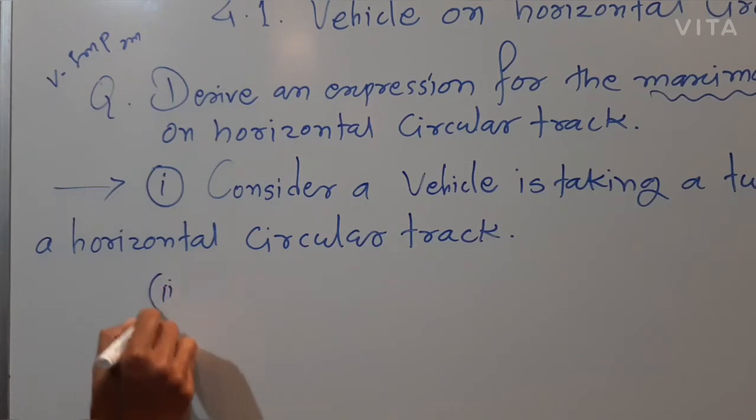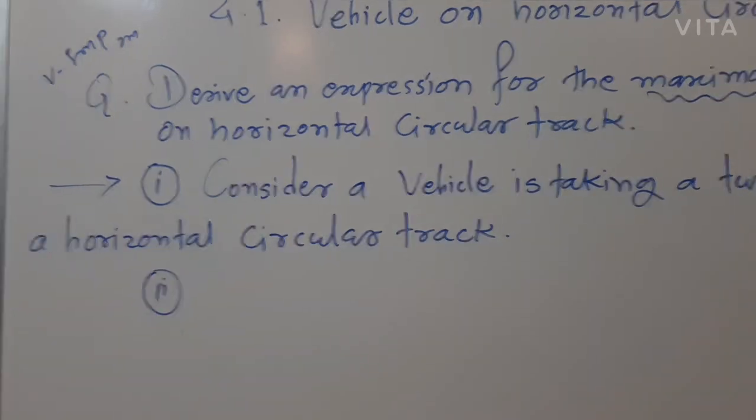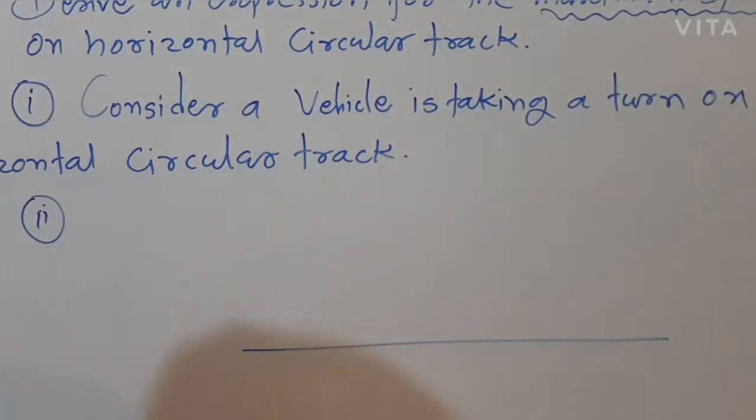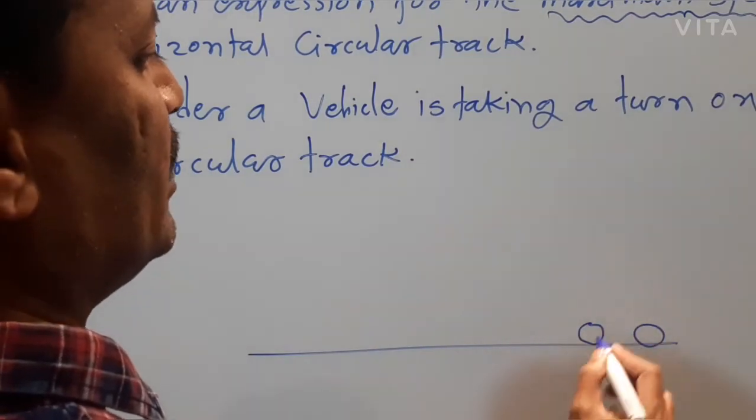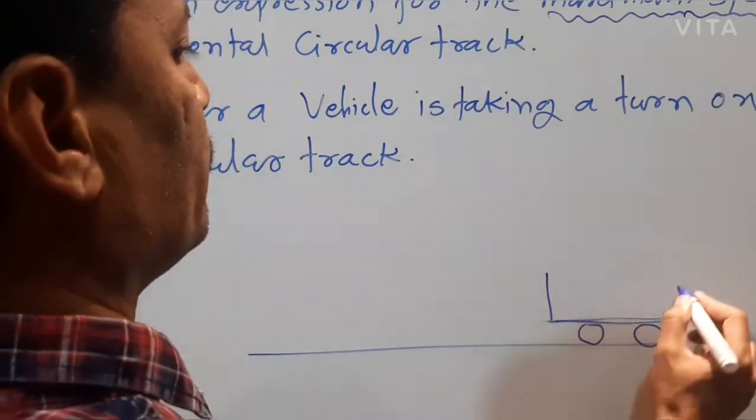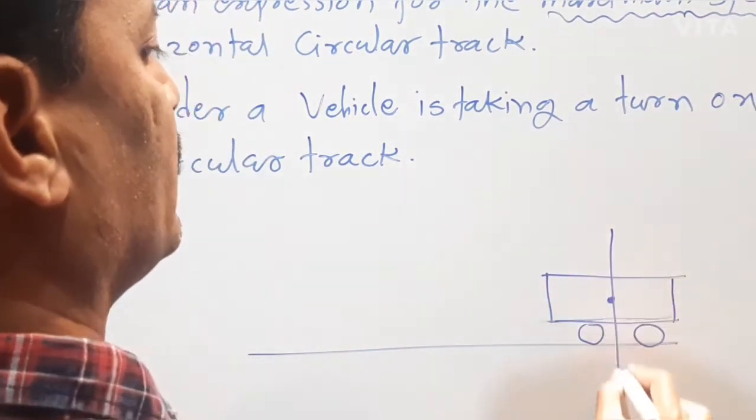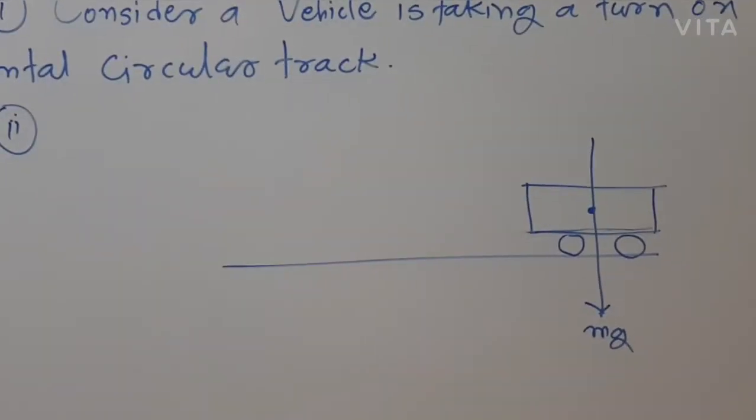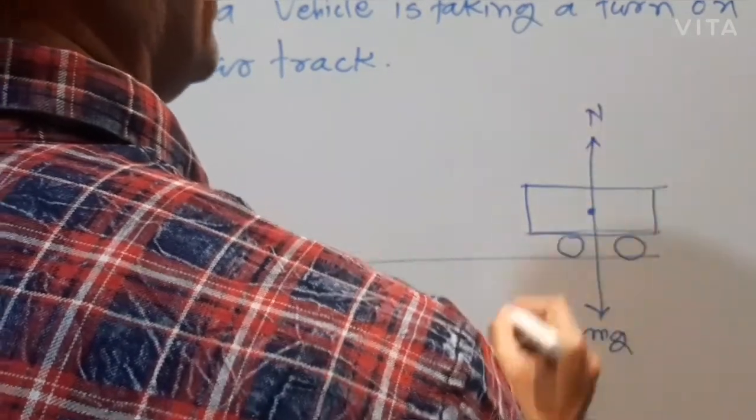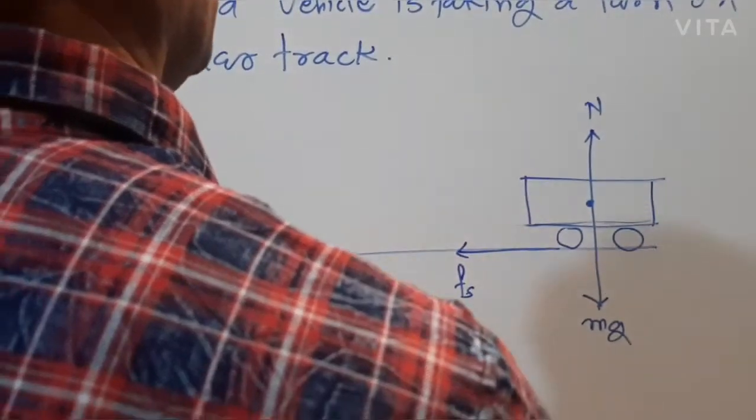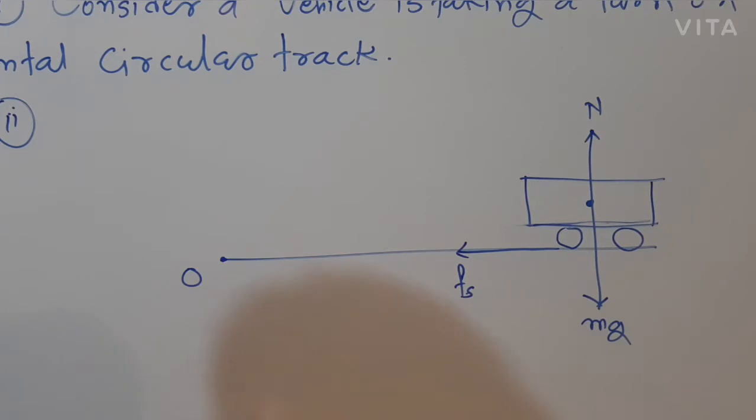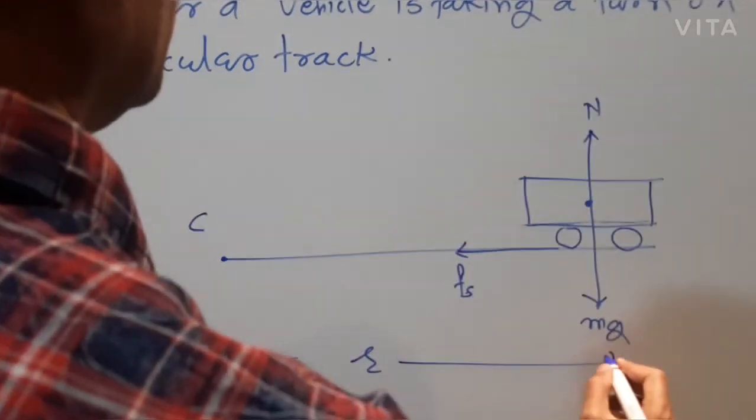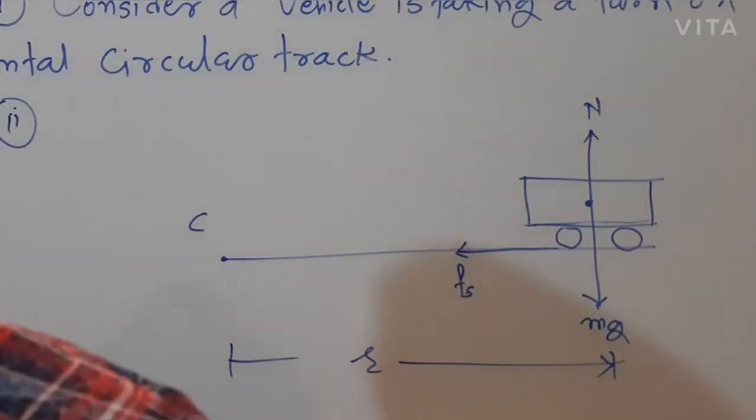Now the second point is our figure or diagram, and it is also formed by using this consideration. Suppose that this is a horizontal circular track, and the vehicle is at the edge of the road. Draw this diagram and show the different forces acting on the vehicle. This is the weight mg acting vertically downward. This is the normal reaction, and this is the important force, Fs. Suppose that this is the center of the road, center C. The distance between the center and the center of the vehicle is called the radius of the circular track.